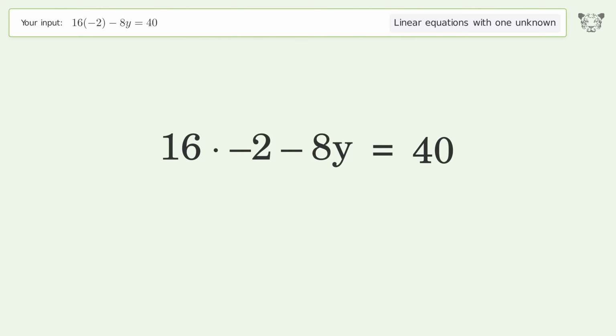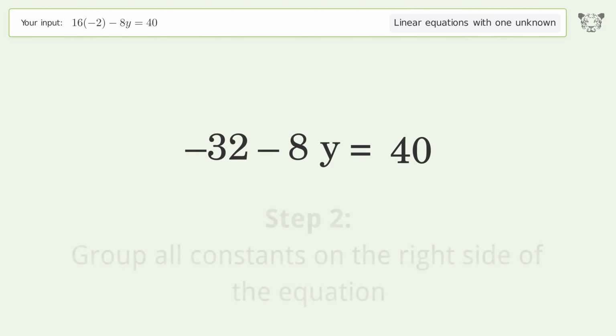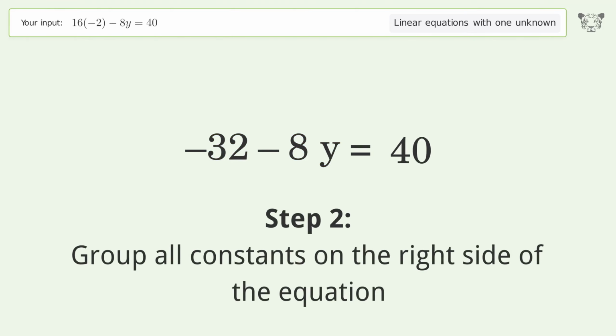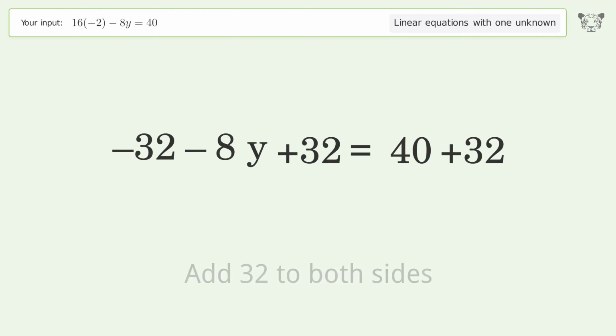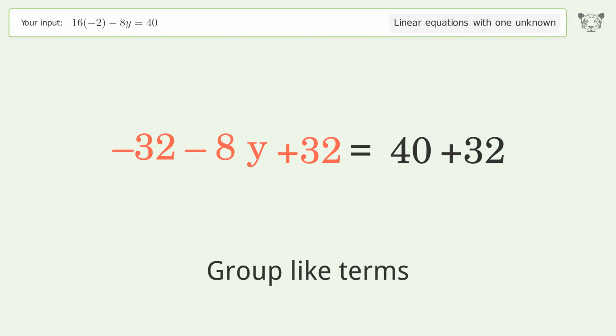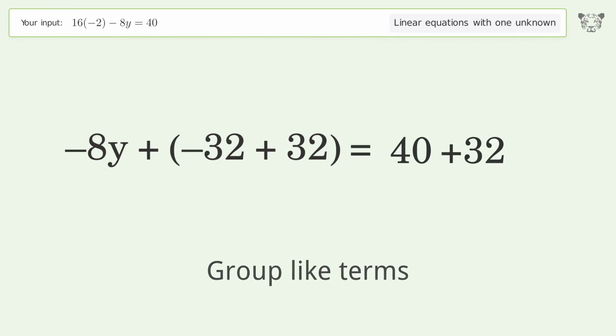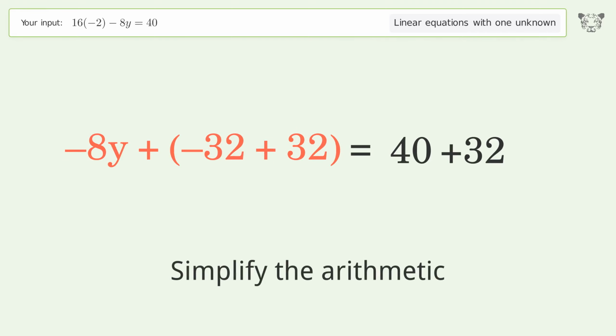Simplify the expression. Group all constants on the right side of the equation. Add 32 to both sides. Group like terms. Simplify the arithmetic.